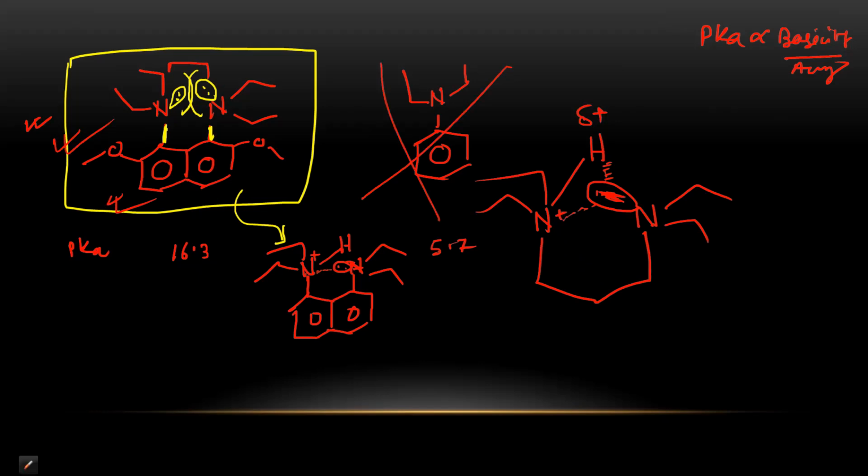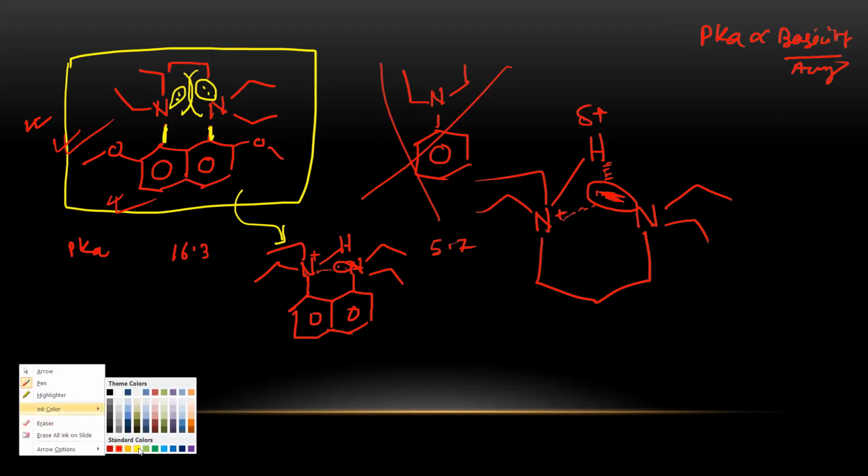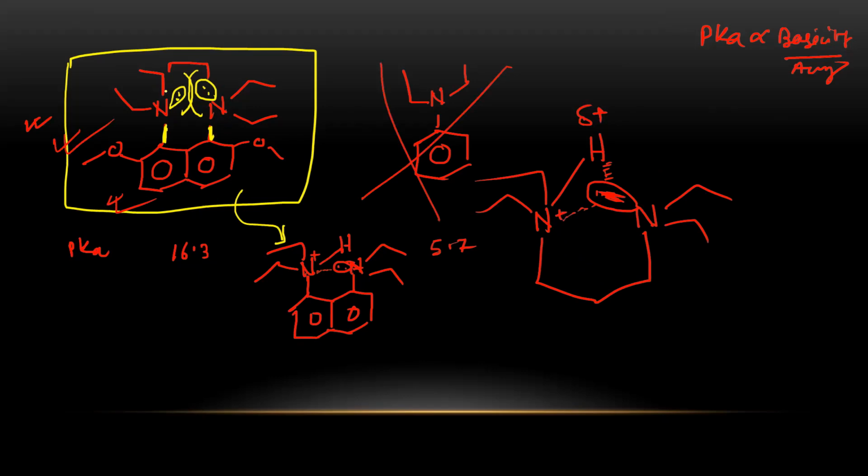Now you are very sure that the more the steric hindrance, or the closer the lone pairs come, the more the repulsion will be, and the more it will have the tendency of abstracting protons, and it will be a better proton sponge.